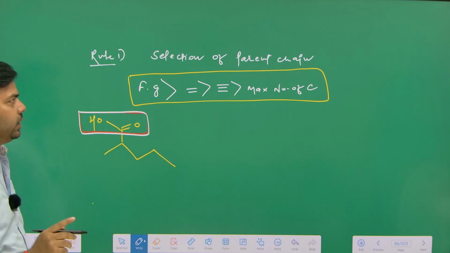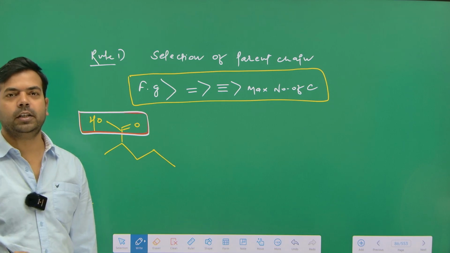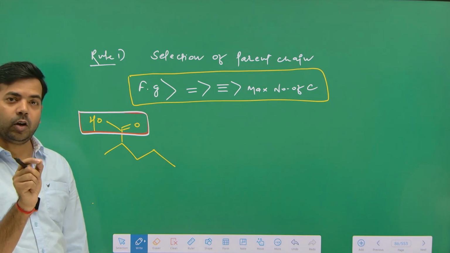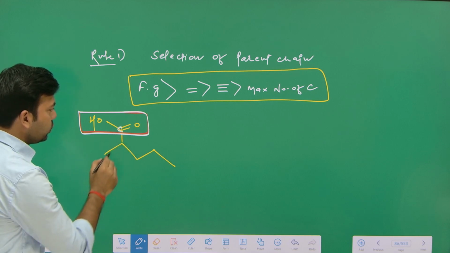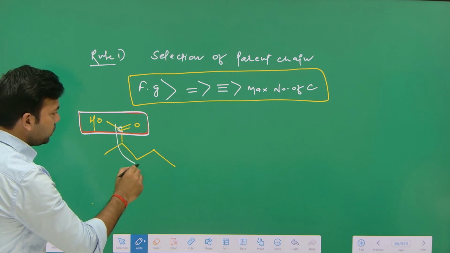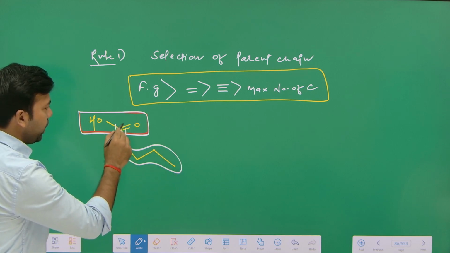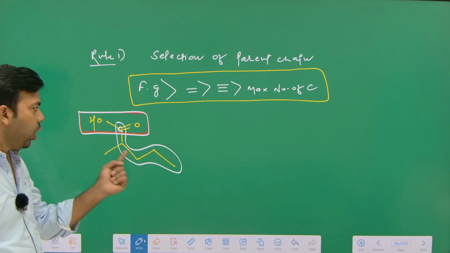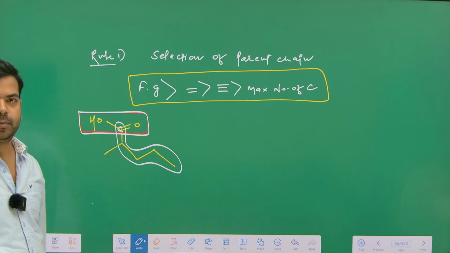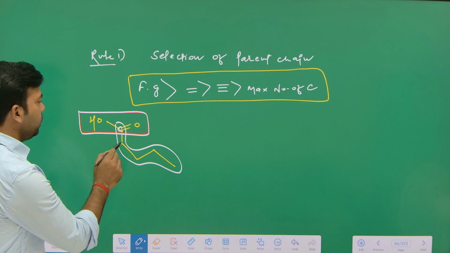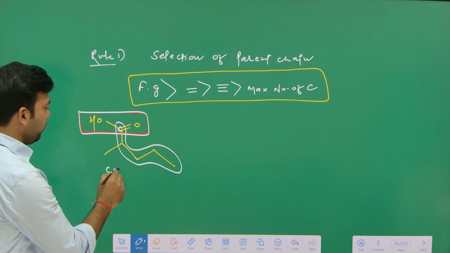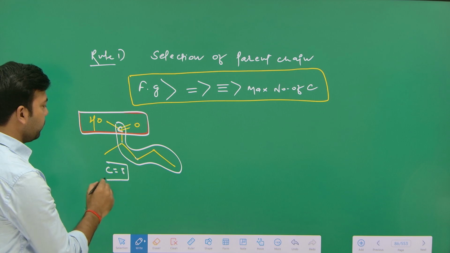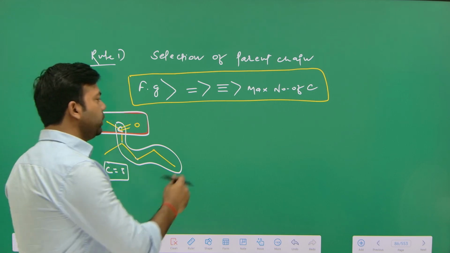So the parent chain must always be a carbon-containing chain, meaning you have to include the carbon of the carboxylic in the parent chain. So this is my carbon, so this carbon must be in the parent chain. Why? Because this is the longest carbon chain with the functional group. Clear? How many carbons? 1, 2, 3 and 1, 2, 3, 4 and 5. So here we have a 5 carbon parent chain. Make sense?